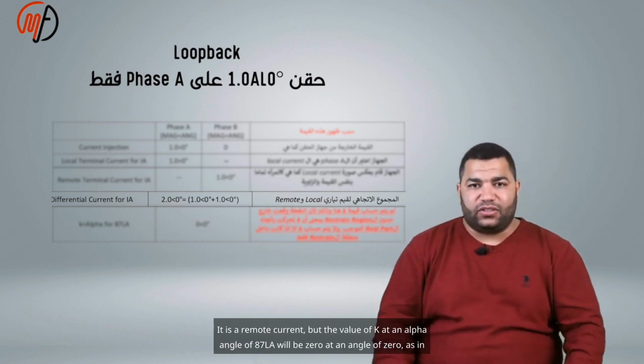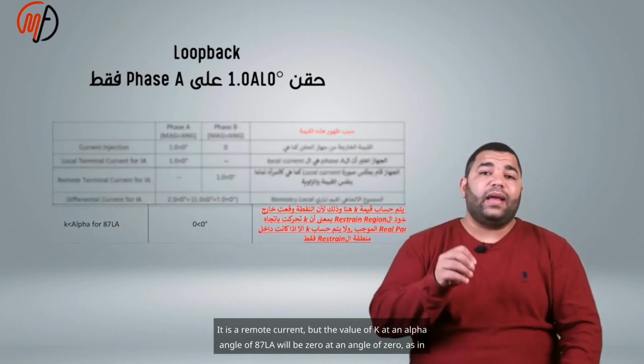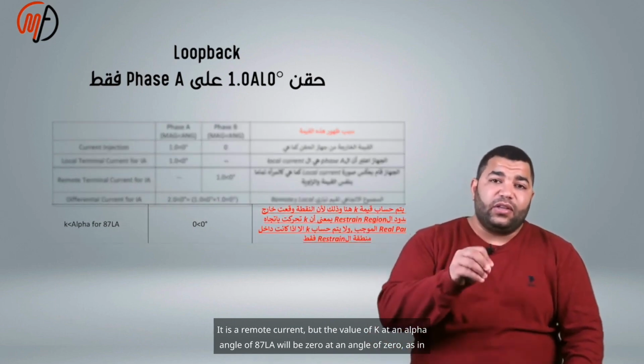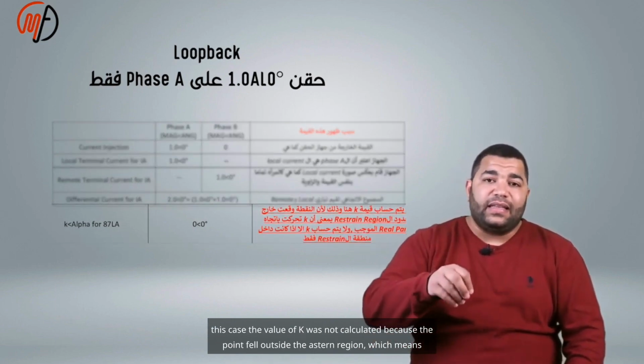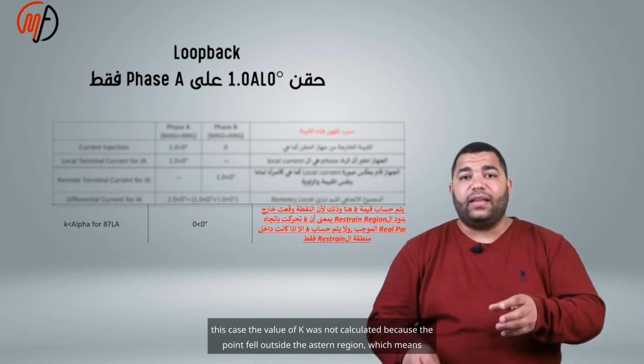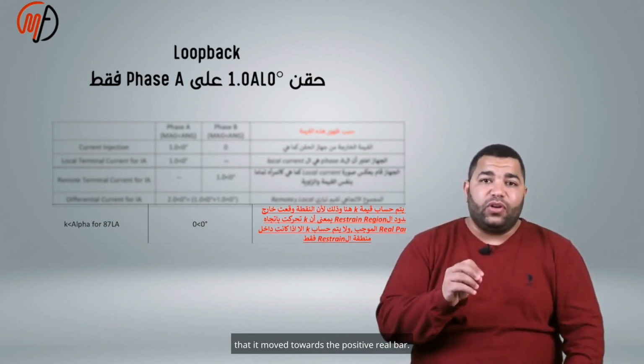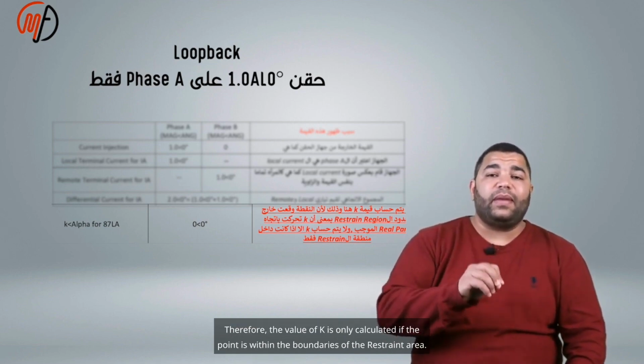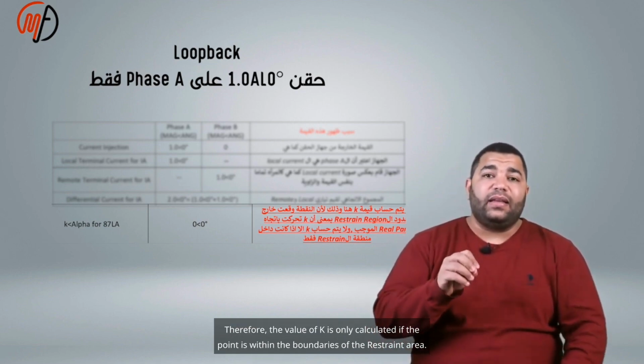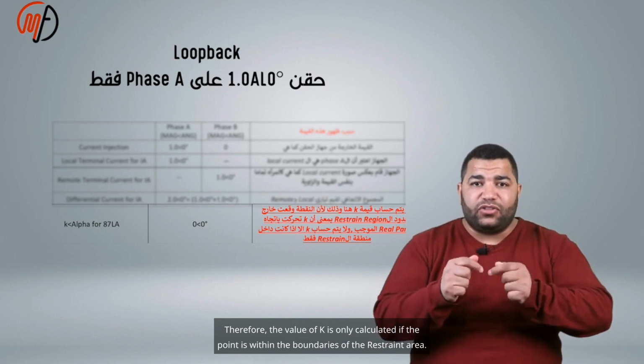It is a remote current, but the value of K at angle alpha of 87LA will be 0 at an angle of 0, as in this case the value of K was not calculated because the point fell outside the restraint region, which means that it moved towards the positive real axis. Therefore, the value of K is only calculated if the point is within the boundaries of the restraint area.